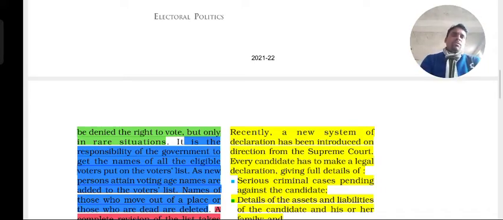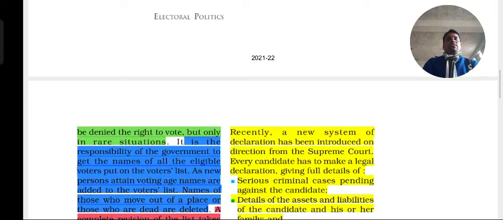Why? Because they may not know what is right, and they may not have good judgment. That is why the Constitution denies them the right to vote, only those groups of people, not all. And it is the responsibility of the government to get the names of all eligible voters and put them on the voter list.